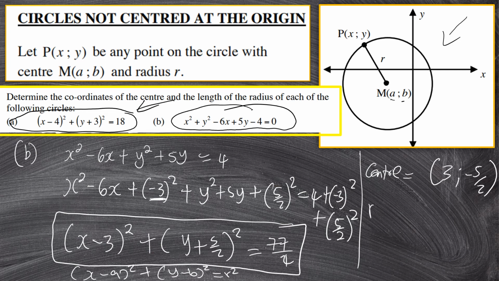So what is our radius? Our r squared is 77 over 4. Then our r will be the root of what? The root of 77 over 4. When you take the root of 77 over 4, it's just going to give you something like 4.39, which is actually root of 77 over 2. You can leave it like that.